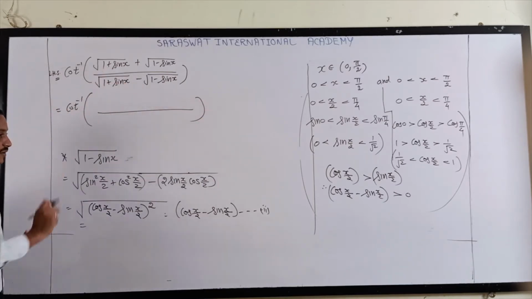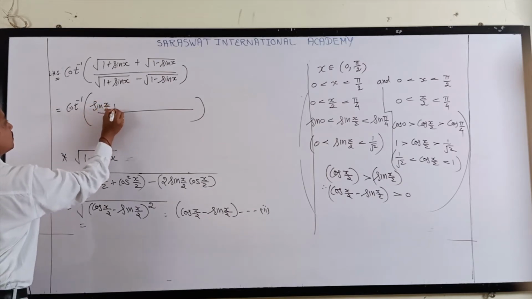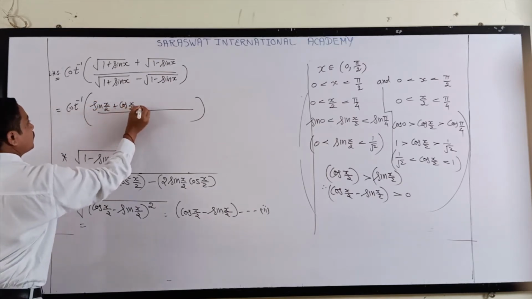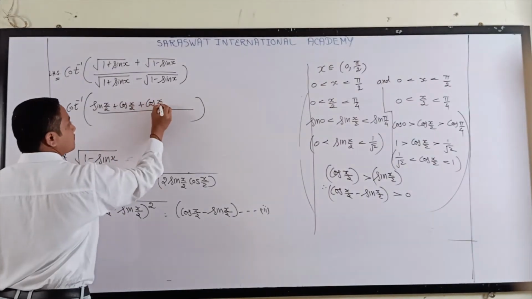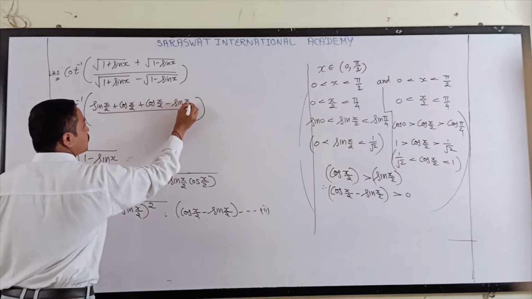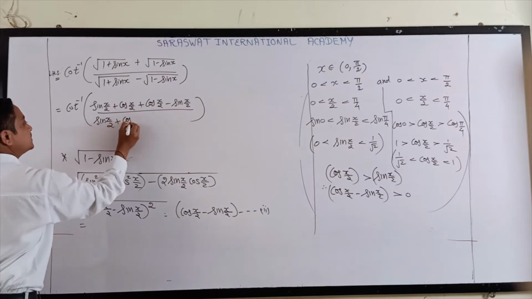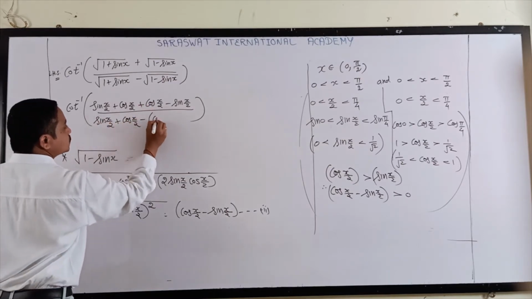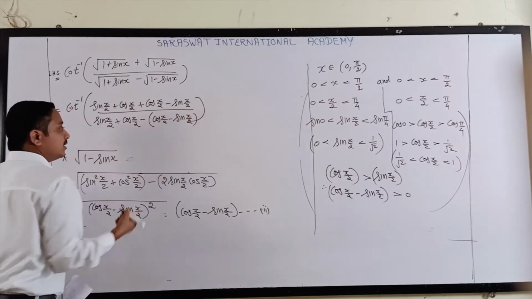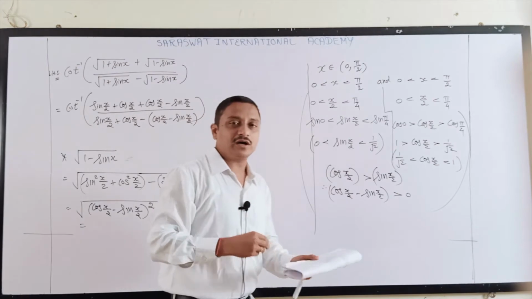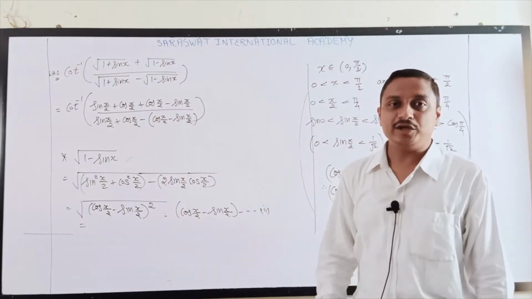See, 1 plus sin x by 2, already equation 1 I have done. Sin x by 2 plus cos x by 2 plus cos x by 2 minus sin x by 2. Similarly here, same as you printed, minus cos x by 2 minus sin x by 2. Now students, our numerical is almost done. Only simplify and you get your answer.